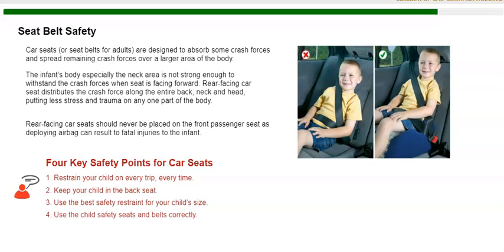So the four key safety points for the car seat are: restrain your child on every trip, every time. Keep your child in the back seat. Use the best safety restraint for your child's size. Use the child safety seat and belt correctly.